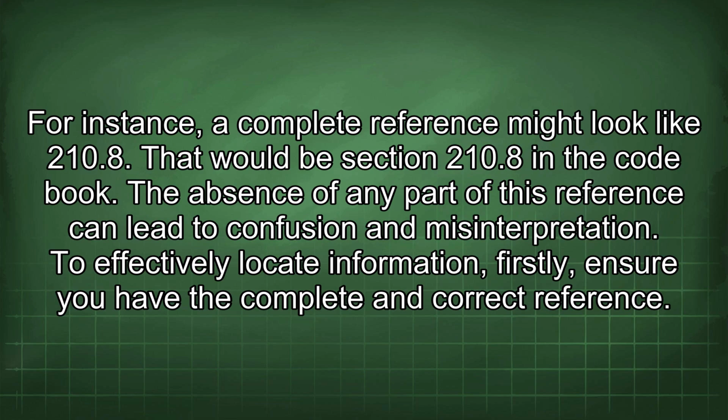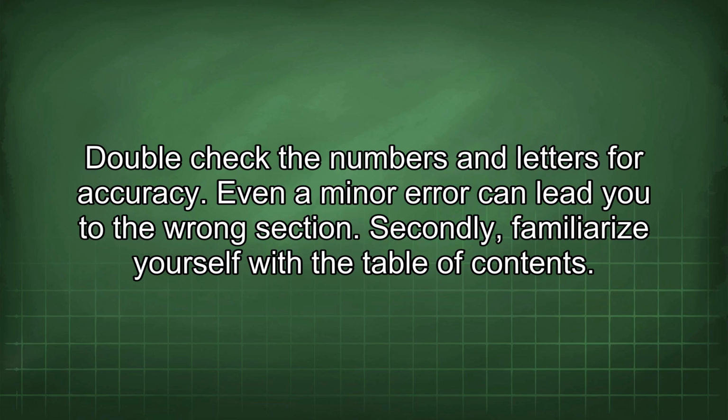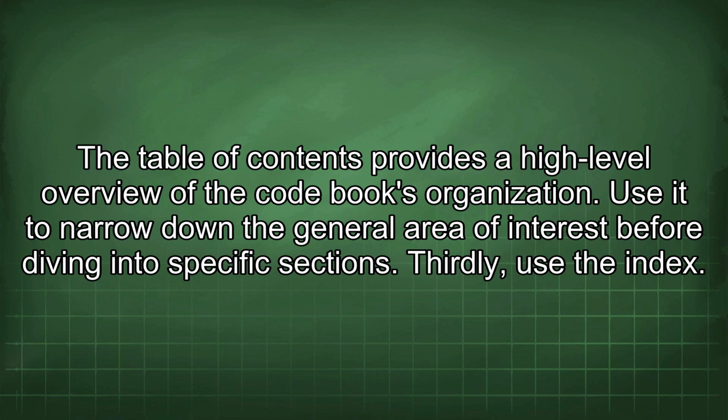To effectively locate information, firstly, ensure you have the complete and correct reference. Double-check the numbers and letters for accuracy. Even a minor error can lead you to the wrong section. Secondly, familiarize yourself with the table of contents. The table of contents provides a high-level overview of the codebook's organization. Use it to narrow down the general area of interest before diving into specific sections.